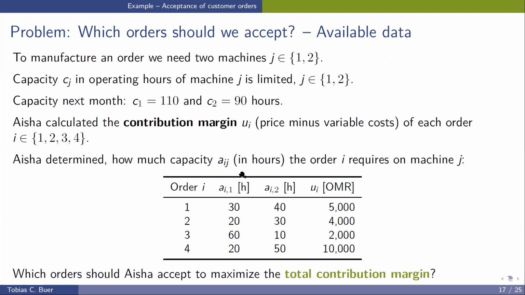So what is the available data? For each order, we need 2 machines. And we write one machine with the letter J, and we have machine 1 and machine 2. So if J has the value 1, we refer to it as machine 1, and if J is 2, then this means we are talking about machine number 2.